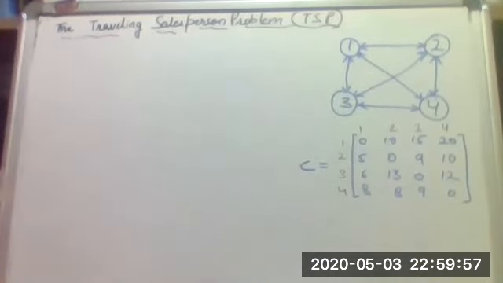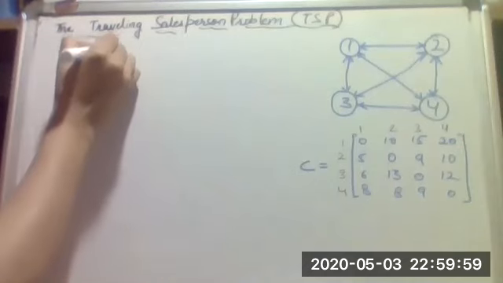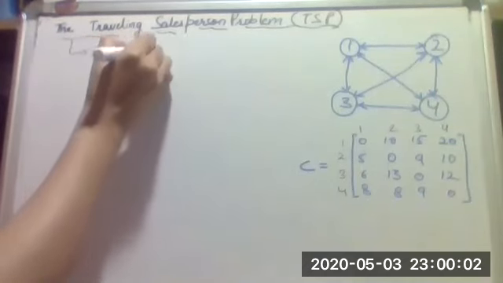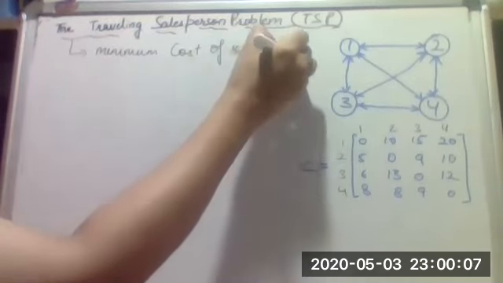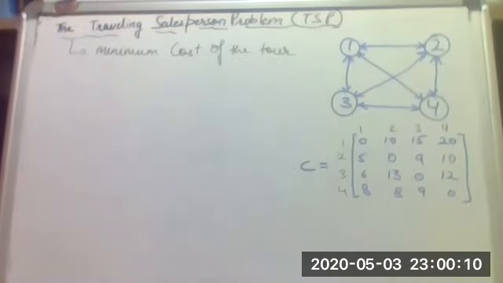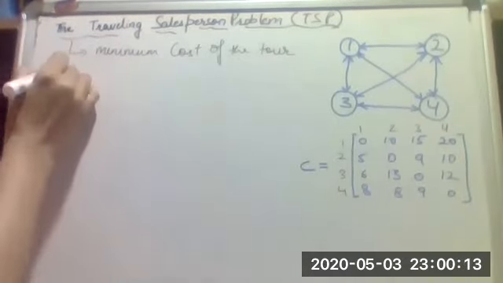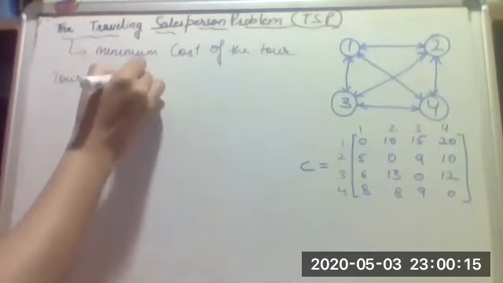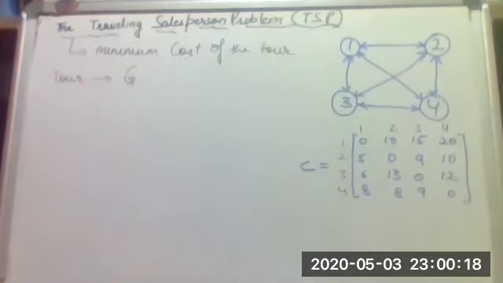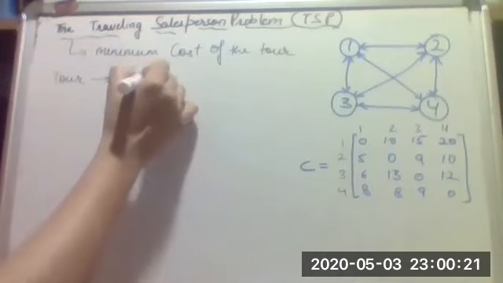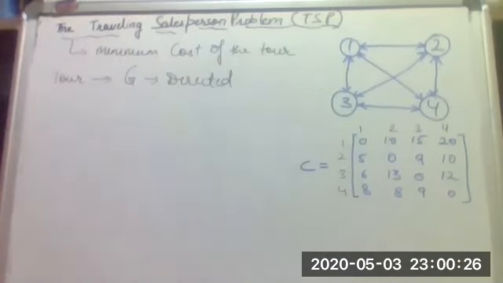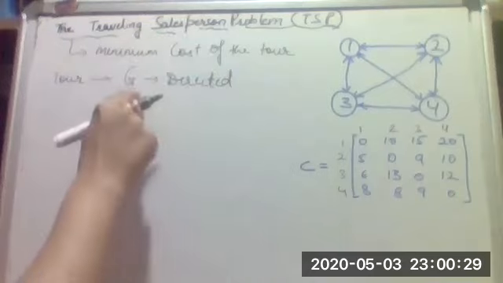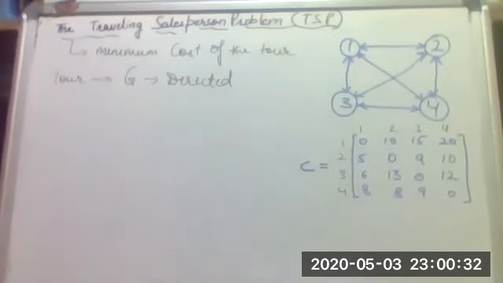So we need to find out the minimum cost of the tour. And what is a tour for us? A tour is a graph G, as shown here, which is a directed graph that has a simple cycle that includes every vertex in V.